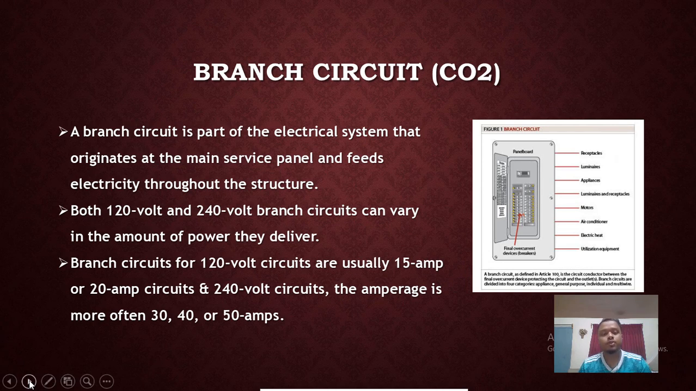Now we will talk about our second topic, which is the branch circuit wiring inside AIUB. First of all, what is a branch circuit? A branch circuit is a part of the electrical system that originates at the main service panel and feeds electricity through the structure. Both 120 and 240 volt branch circuits can vary in the amount of power they deliver. Branch circuits for 120 volt are usually 15 ampere or 20 ampere circuits, and 240 volt circuit amperage is more often 30, 40 or 50 ampere.